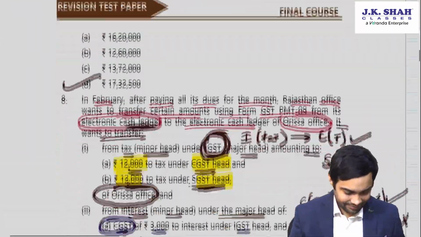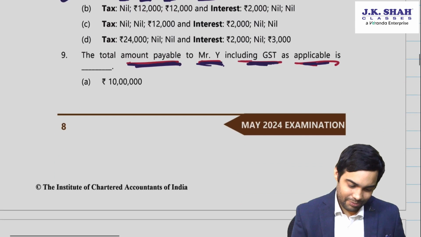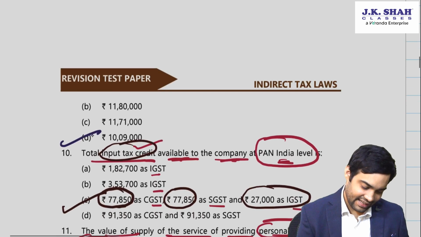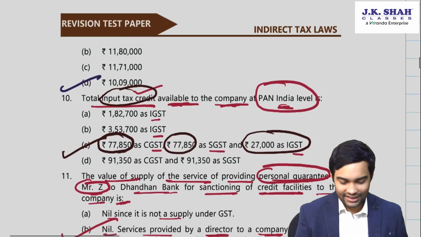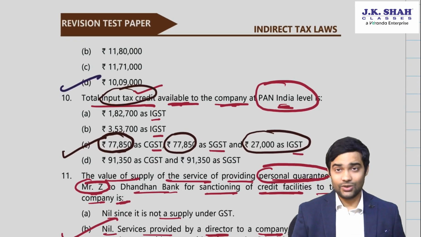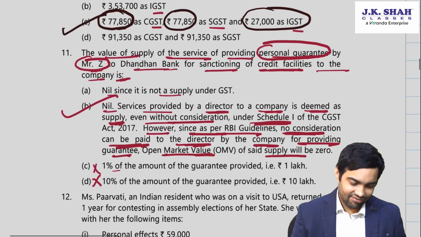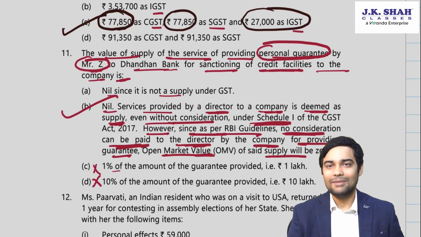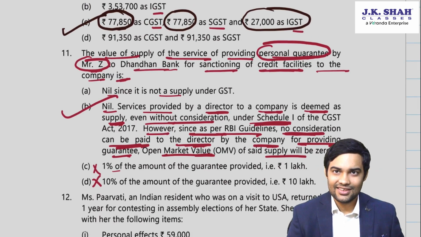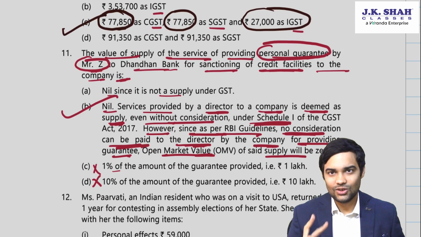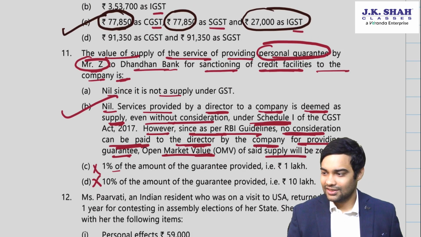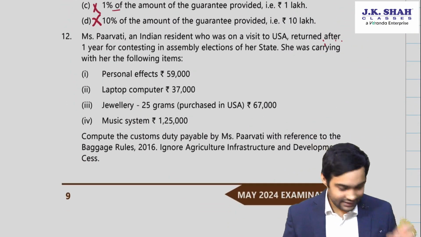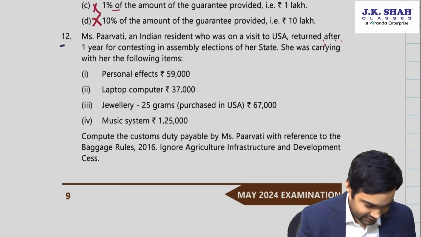Let's see. Amount payable to Mr. Y including GST as applicable will be 10 lakh 9,000. And input tax credit we have already computed, which was a very good question. And then we have 11, which we had completed even before reading the main part of case scenario. So this was case scenario 2. Okay, let's now have a look at 12th one.